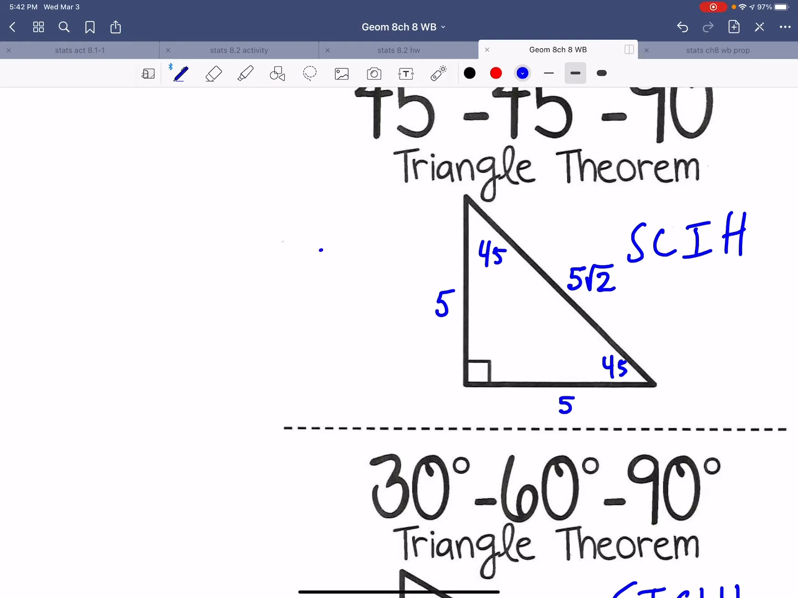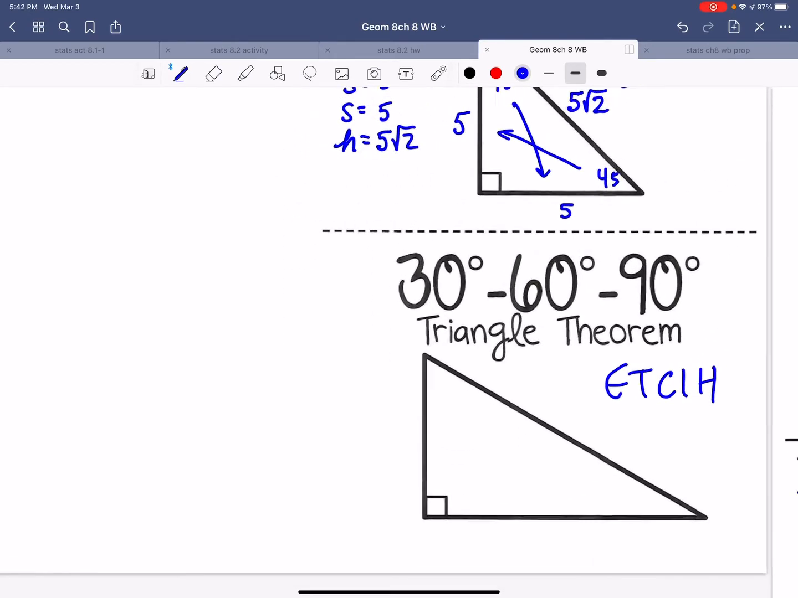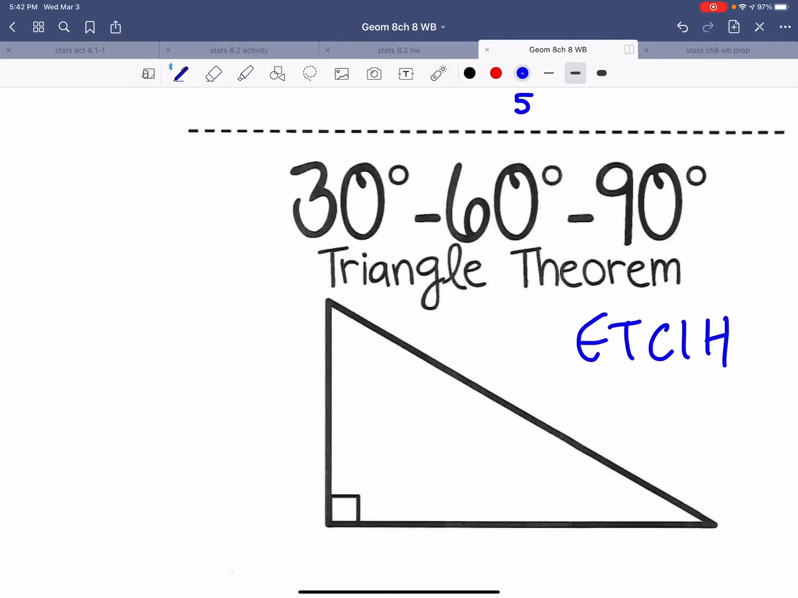So the pattern is whatever this one side is, the other side is, because notice how they're the same size angle. So if one side is 5, the other side has to be 5. And the hypotenuse is whatever that number is times the square root of 2. All right, what kind of a pattern emerges with our equilateral triangles cut in half?